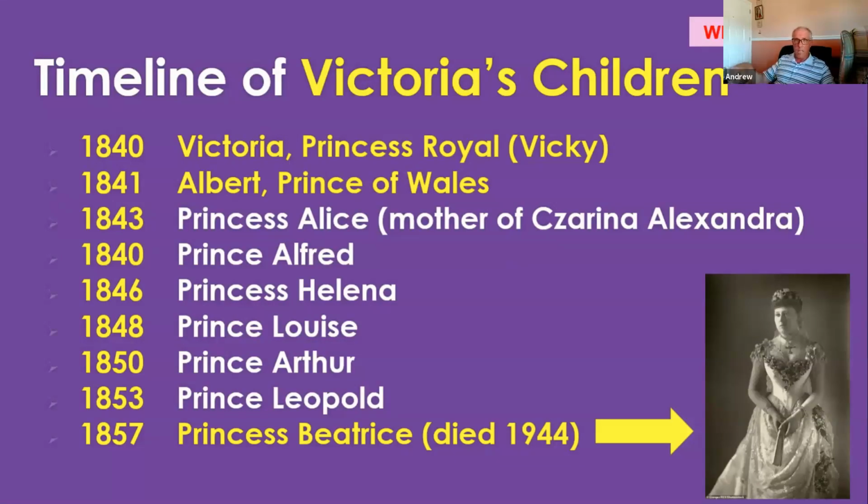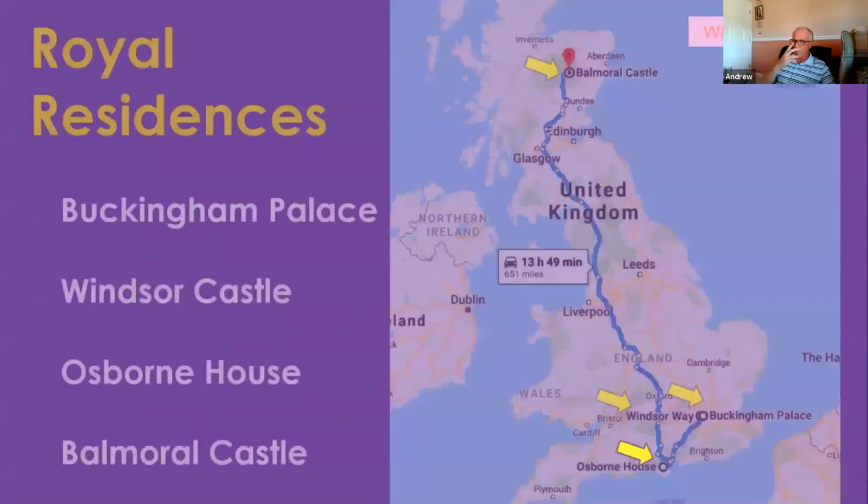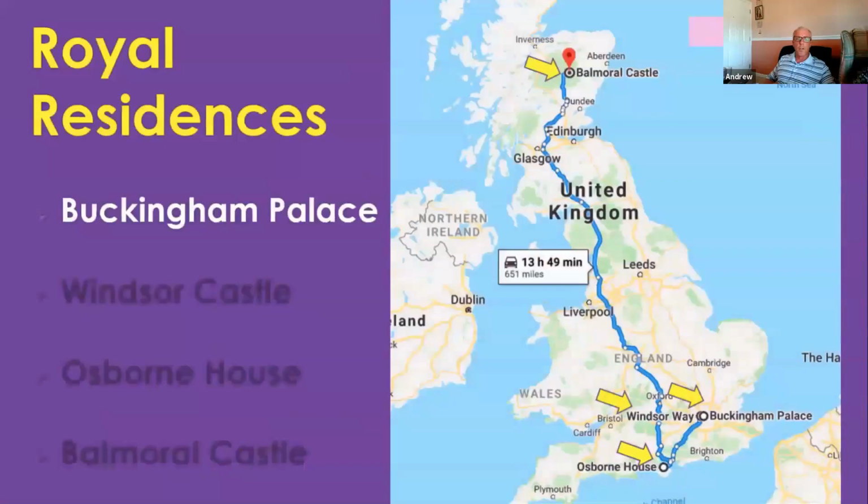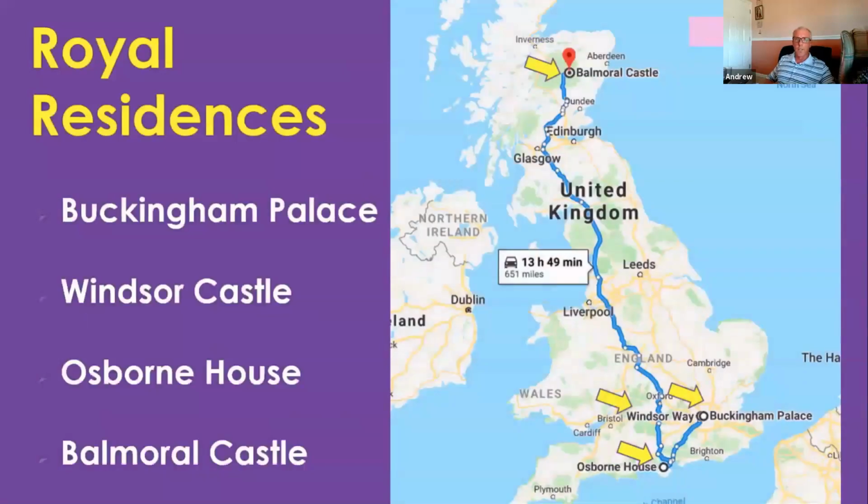Well, anyway, this whole issue of these nine children. Oh, sorry, one other thing, before I get to that. Just so that we're clear about what we're talking about, can we go to the one on royal residences? Because I'm going to mention all of these different places just so you have a sense of where I'm talking about. So clearly most of the action is going to take place in London.